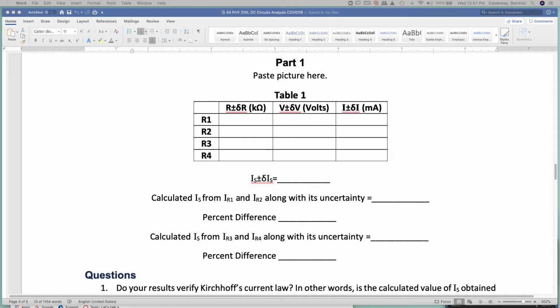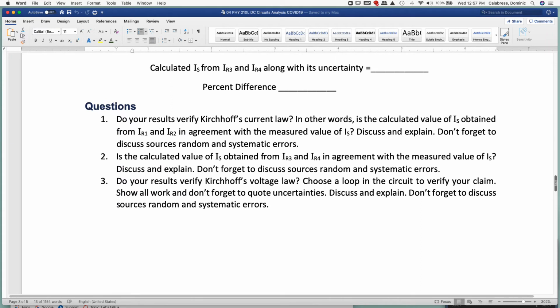So let me change view again. You do have questions to answer. For example, do your results verify Kirchhoff's current law? Is I sub s equal to I1 plus I2, taking into account experimental uncertainty? Okay. Do your results verify the voltage law?